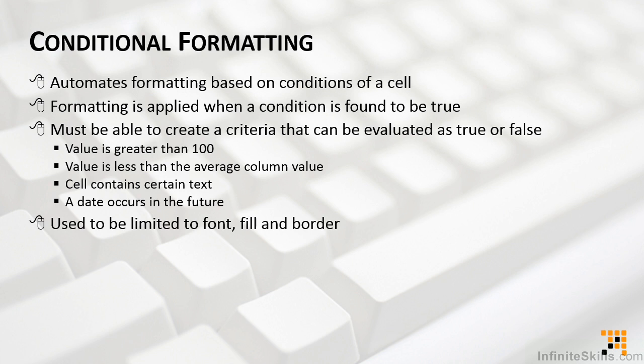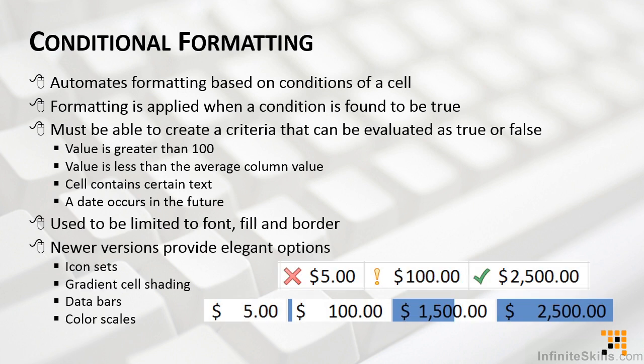Now, conditional formatting used to be limited to 3 things. You could change the font, the fill, and/or the border. But those were the old days. The newer versions of Excel provide very elegant options, and these include the use of icon sets, gradient cell shading, data bars, and color scales. We can see a couple of examples here.